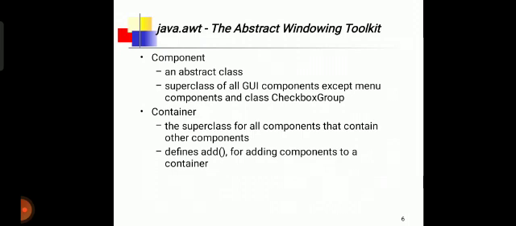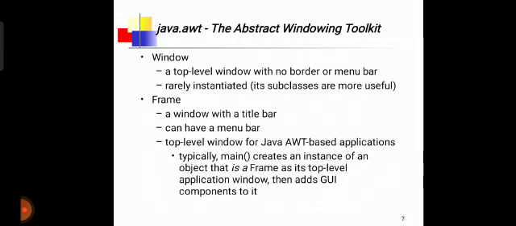This is an example of a container. Then we have Window, a top level window with no border or menu bar, rarely instantiated directly; the subclasses are more useful. So we have introduced the top level window in Java.